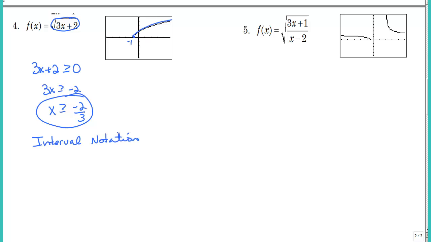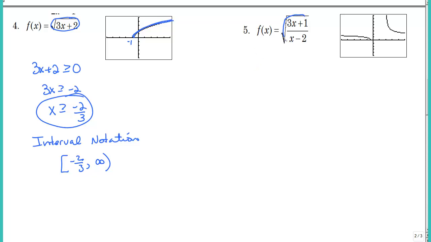And again, you should have learned that in a previous math class. We have bracket, negative 2/3 to infinity. And that's exactly what that graph gives us. Now number 5 is more difficult because of the fraction.